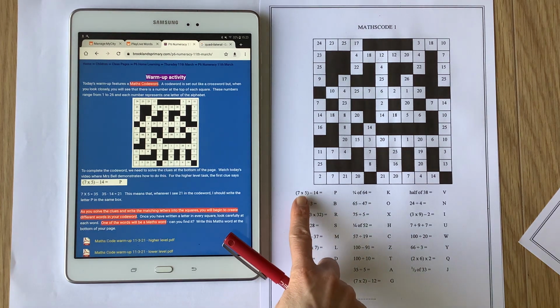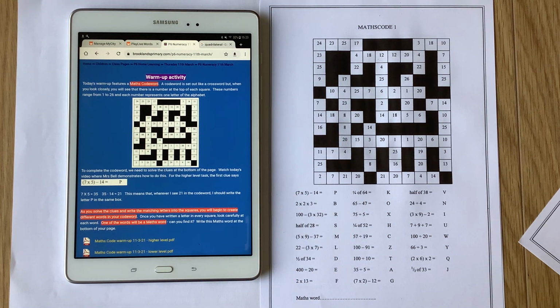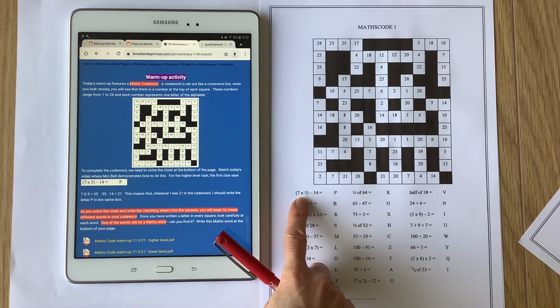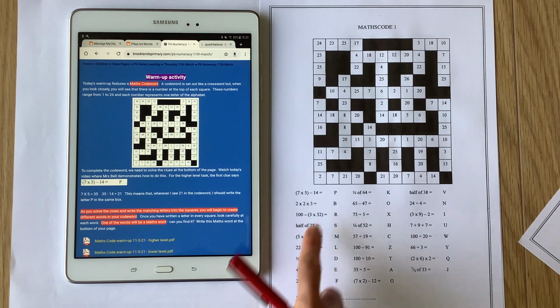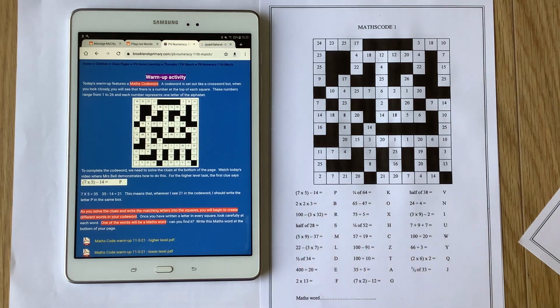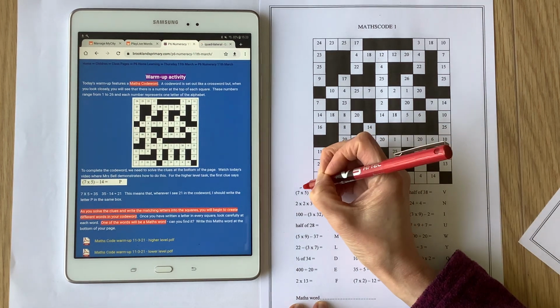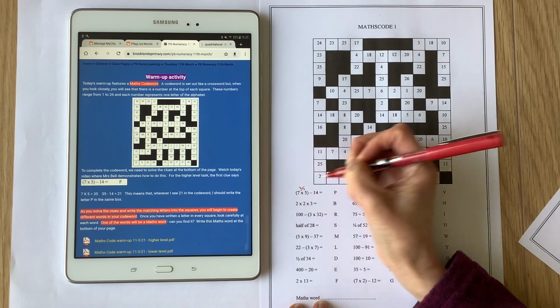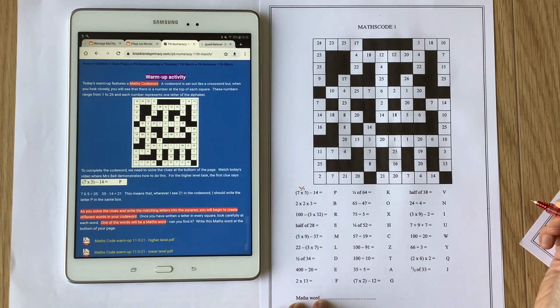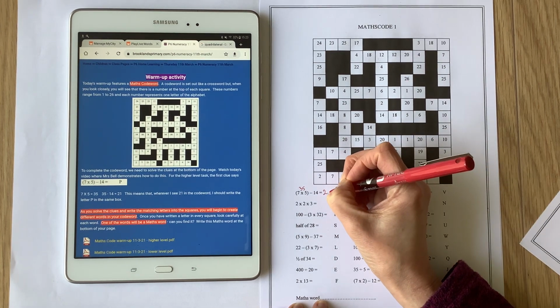For example, this is the higher level page that we're looking at the minute. The first clue on the higher level page says 7 times 5, inside the brackets, take away 14 equals, and that will be the answer for the letter P. So what's 7 times 5? Well, do you remember how to do bracket questions? What we do is we look at the bit in the brackets first. So 7 times 5, that's going to be 35. 35 take away 14. What's 35 take away 14? Yeah, it's going to be 21.